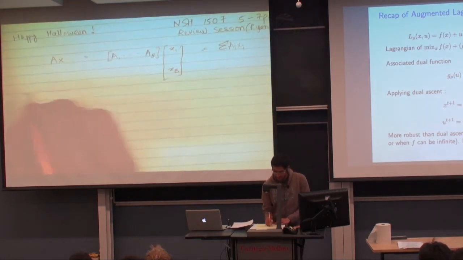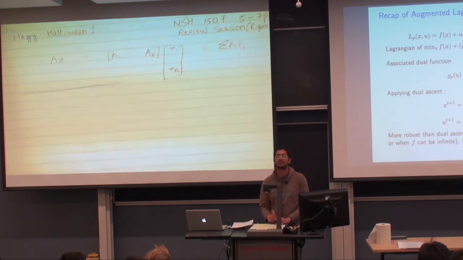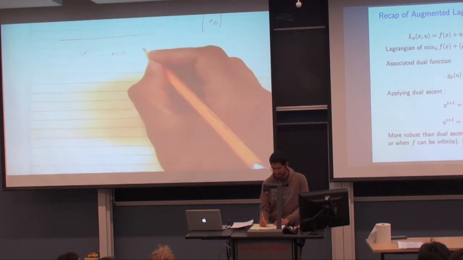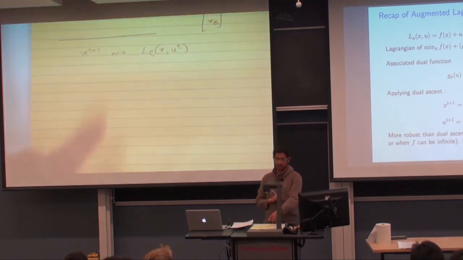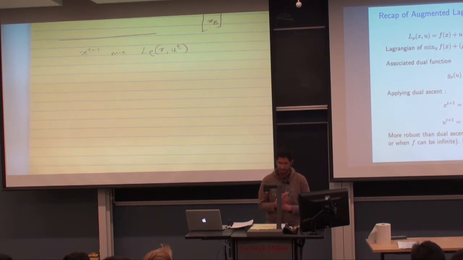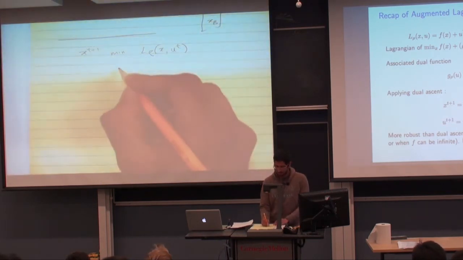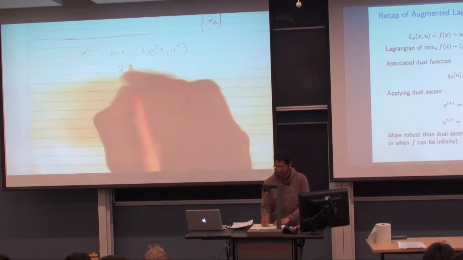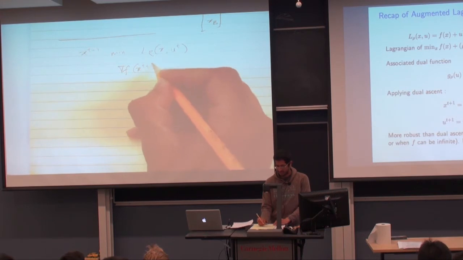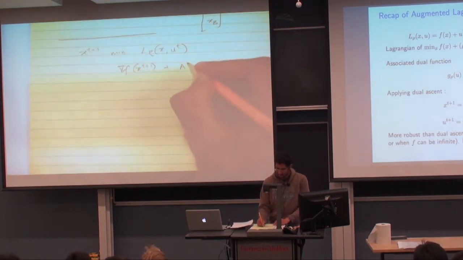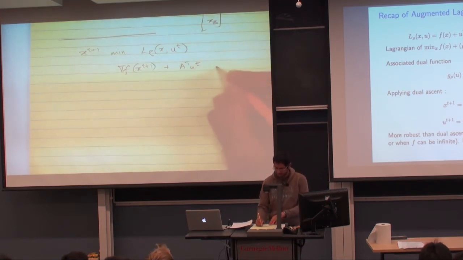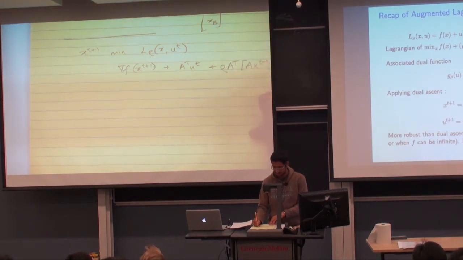So I'm just trying to justify why rho is a good step size to take. Let me see if you can see that. We know that x t plus 1 minimizes L rho of x and u t. So just by taking subgradients and setting equal to 0, if you look at the definition of L rho of x, u, I'm going to take the gradient and set that equal to 0. So at x t plus 1, we have gradient of f of x t plus 1 plus A transpose u t, since I've just taken the subgradient of the first two parts, and the last part looks like rho times A transpose (A x t plus 1 minus b), equal to 0.